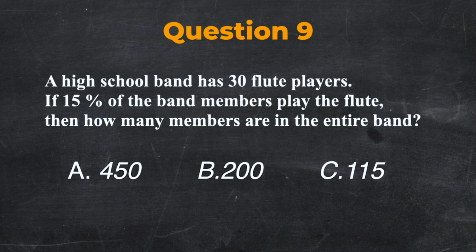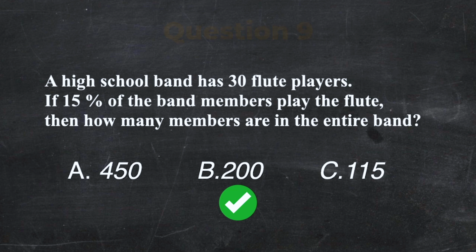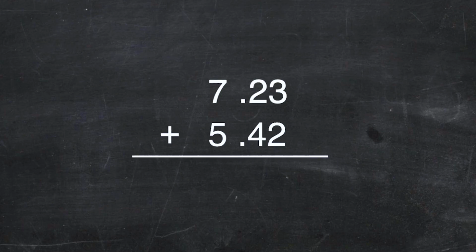So option A is 450, option B is 200, which is our correct answer, and finally option C is 115. Now, just to recap, remember students, to add or subtract decimals, just line up the decimal points and then add or subtract in the same manner you would add or subtract whole numbers. And in adding and subtracting, the decimal points must always be in a straight column.